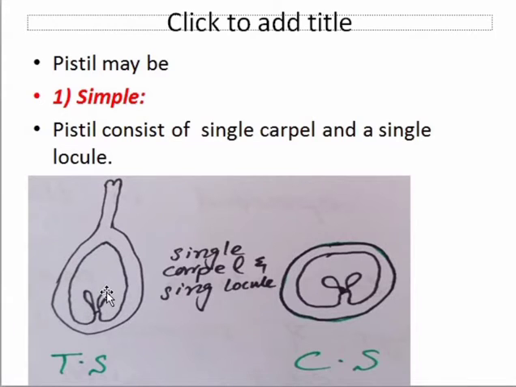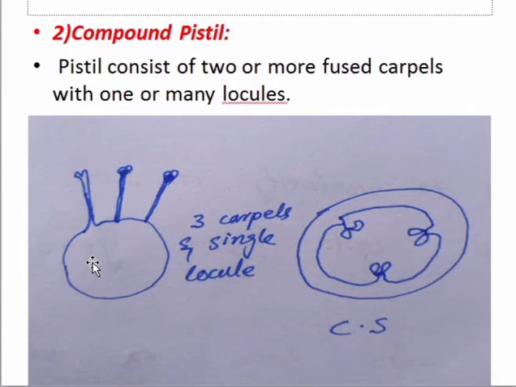But here there is a single locule and a single carpel. This is a single carpel along with this single locule. So this forms a simple pistil. The other one is the compound pistil, a pistil that consists of two or more fused carpels.